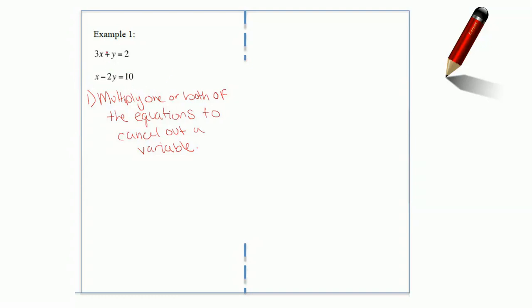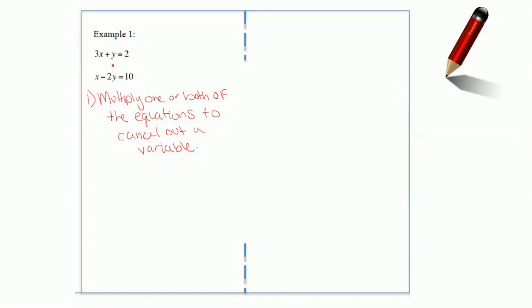What we need to do though is have one positive, one negative, and they need to be the same number. My x's, they're both positive, right? My y's, one's positive, one negative. So I'm going to cancel out my y's because it seems to be a little easier to do that.